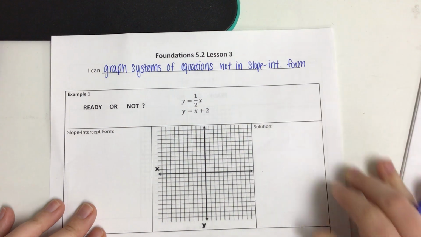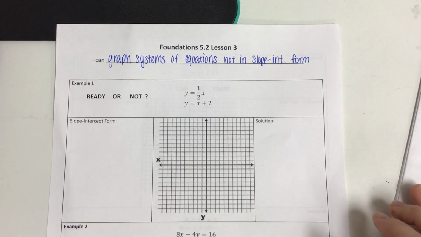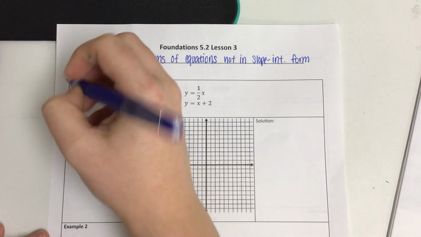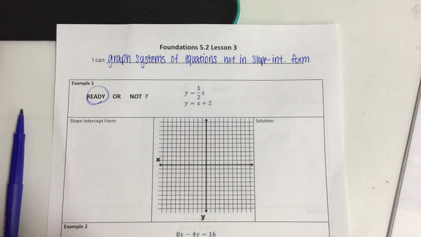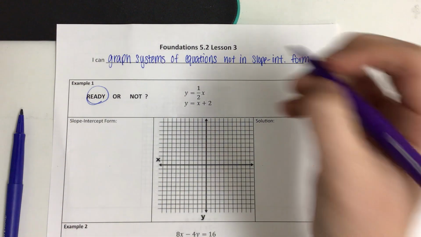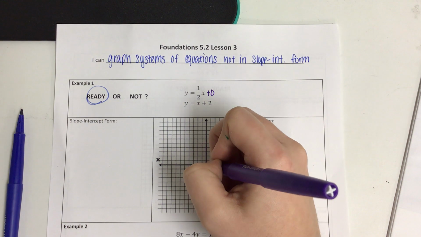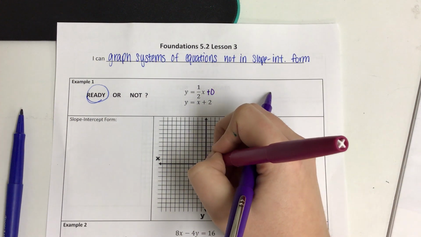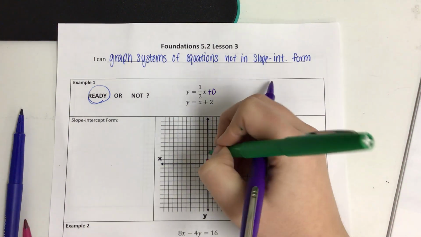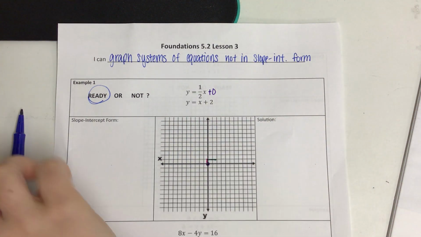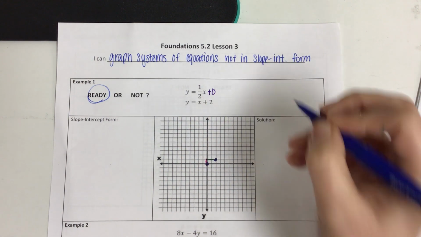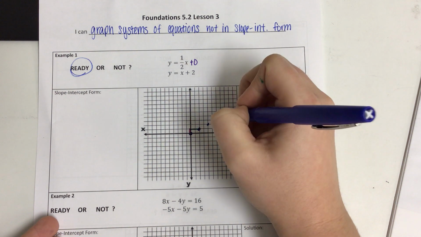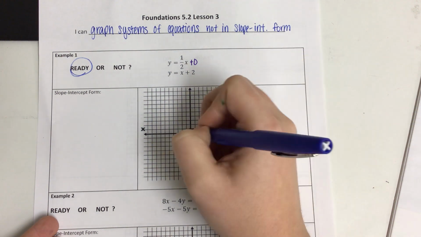So for our first example here, is this one ready or not? Well, they both just have a y equals. So these are both ready to graph. Our first equation, our y-intercept is 0, which means we begin our graph at 0. Our rise is 1, and our run is 2. So there's our new point. Again, we will continue this pattern, and make sure we go in both directions.